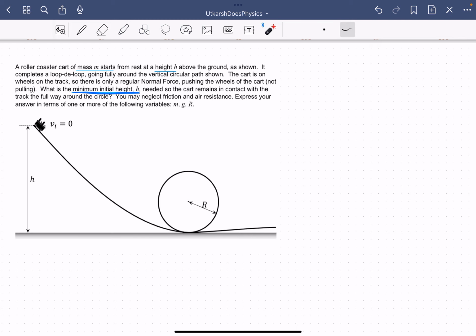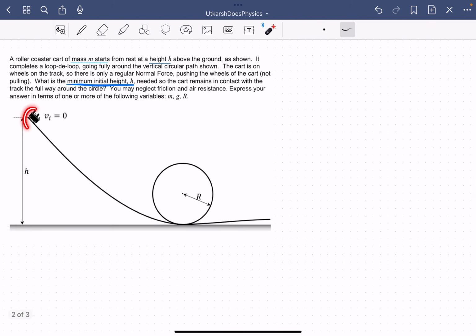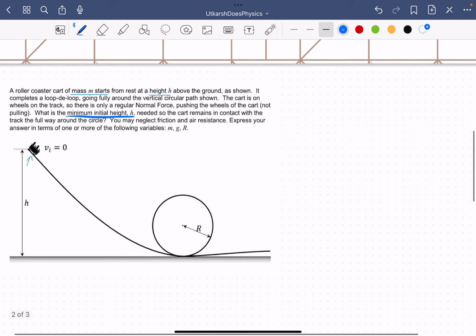So this is a multiple components problem. And I would say the first thing we need to think about is what exactly are they asking for? They want us to know what h is so that the cart is always touching the track. But what exactly does it mean for the cart to always be touching the track? They basically want you to convert that into a physical meaning.